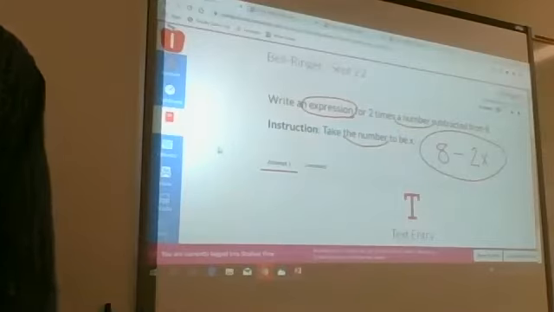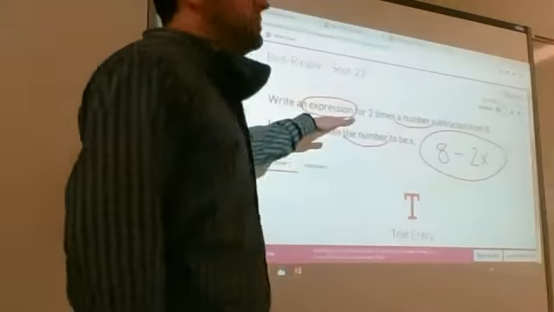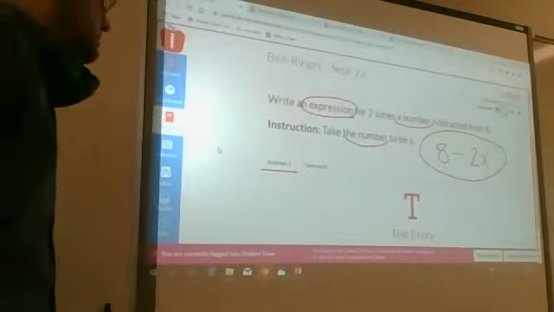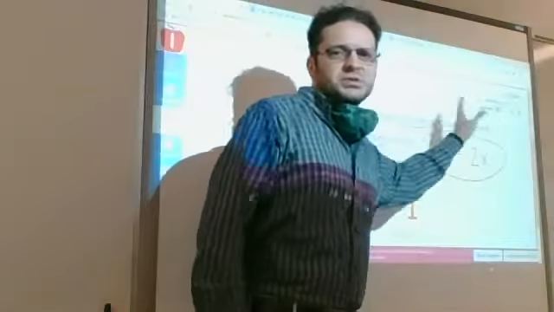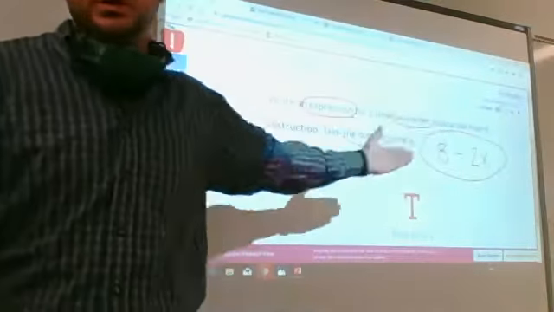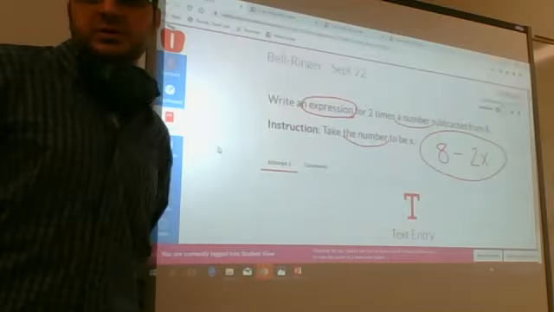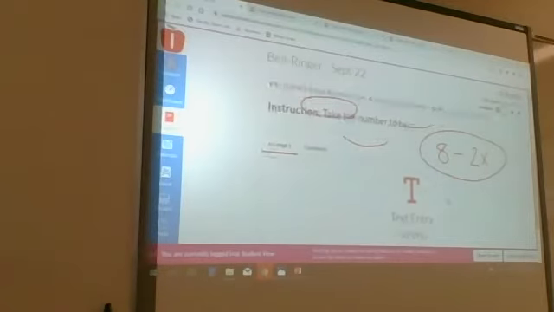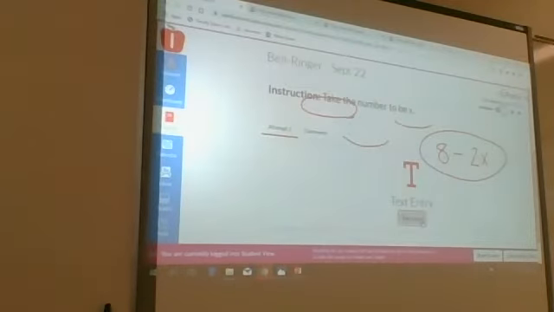So not too complicated. You just have to know how to read the question and understand the principles of taking word descriptions of an expression to writing an actual expression. So the final answer down here is eight minus 2x.